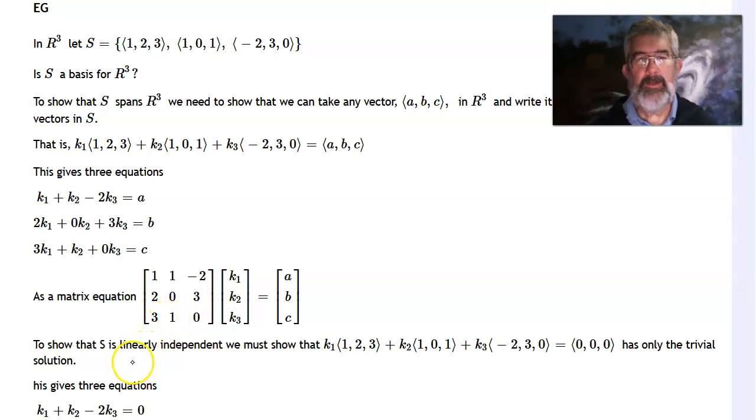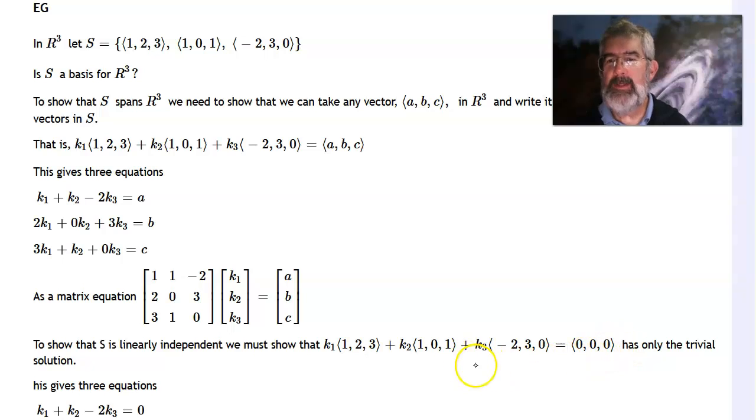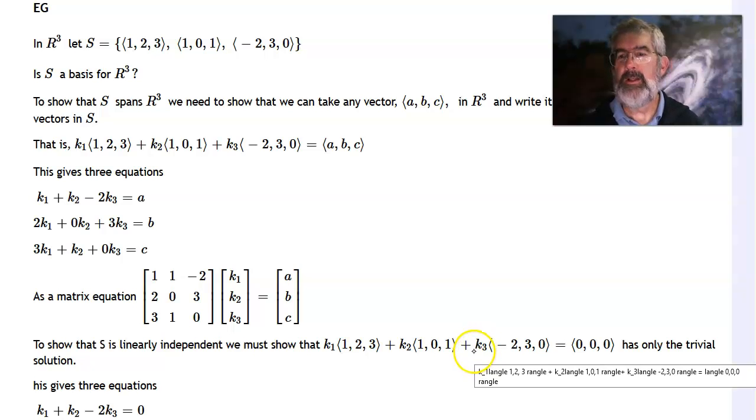Now, take a look at the test for linear independence. To show that these three vectors are linearly independent, I need to look at a linear combination of them adding up to 0 and see if I can get that to happen with k1, k2, and k3 not all equal to 0. Certainly it works if they are 0, but are there any others? If there are no others, then they are linearly independent.